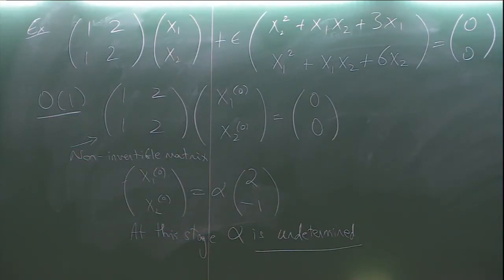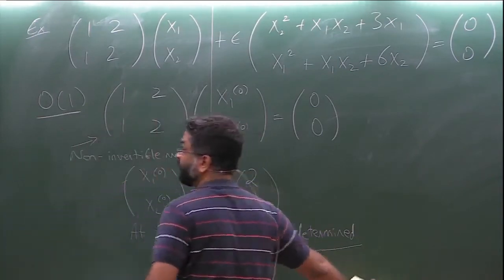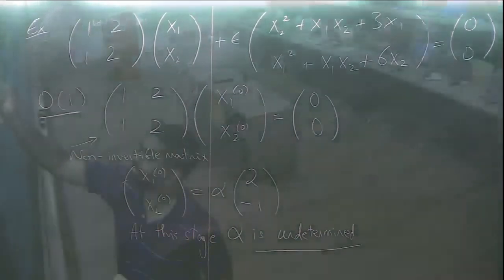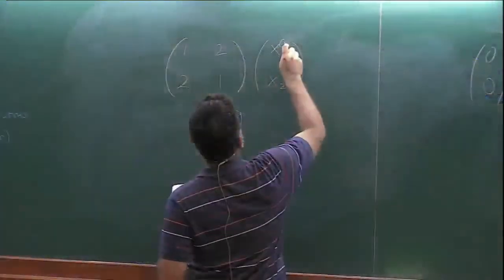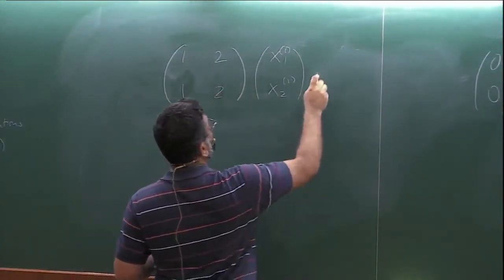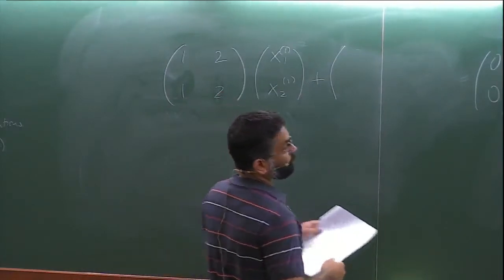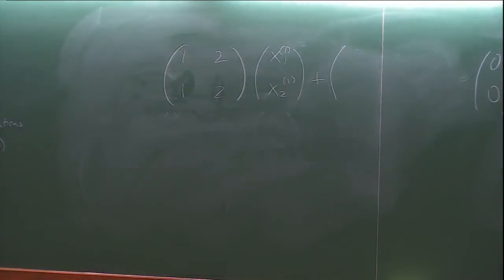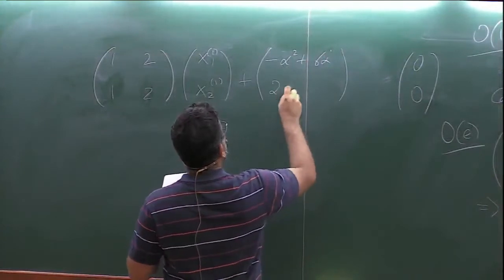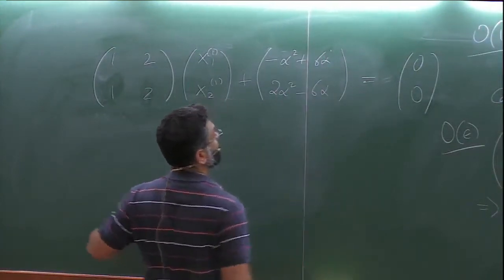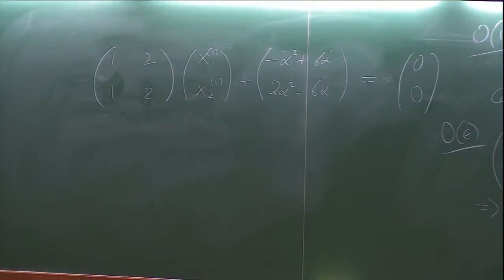All right, so this leads to our next expression for the correction, which is, so when I want everything of order epsilon, these guys should all be zeroth order terms. And I know what x10 and x20 are. They're just 2 alpha and minus alpha. So I can plug in 2 alpha and minus alpha there. And I'll just write down what the expression is. Minus alpha squared plus 6 alpha, 2 alpha squared minus 6 alpha. Everyone okay with that?